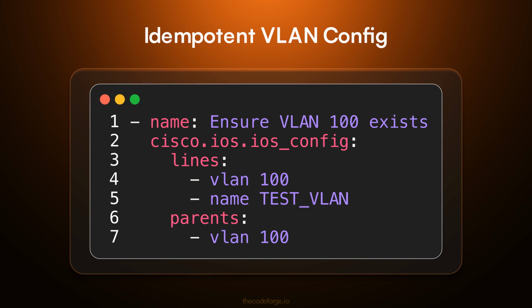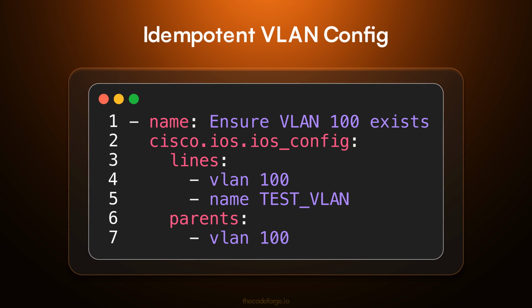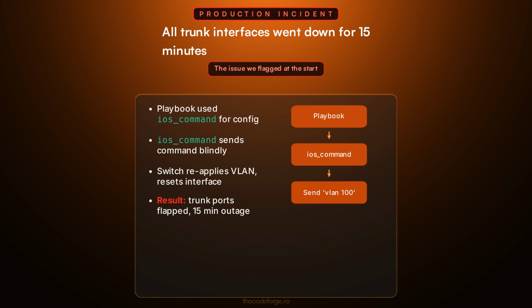This is an idempotent VLAN config. It will only create VLAN 100 if it doesn't exist. If it exists, no change is made. This is the same issue we highlighted at the start.